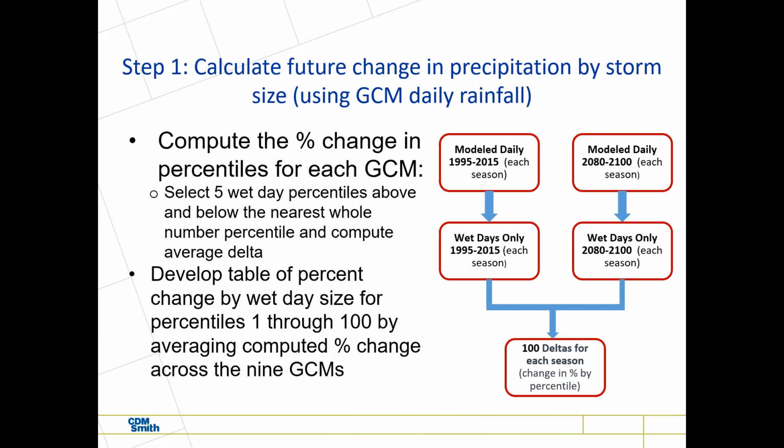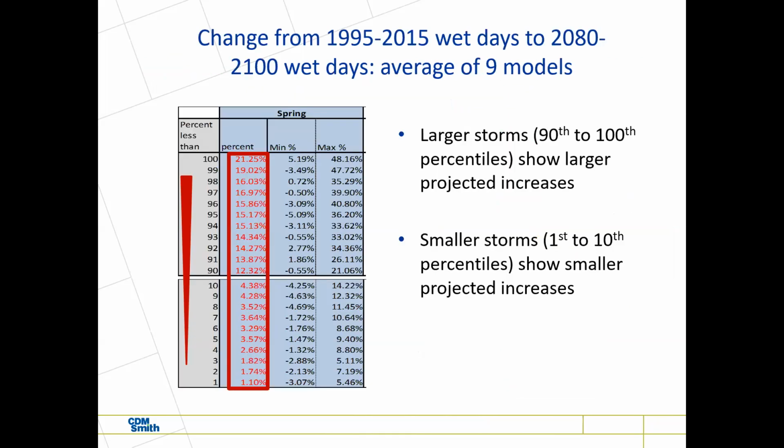Then we develop a table of those percentile changes by 1 through 100 after we've done an ensemble average of those percents. And it looks something like this. This happens to be spring. So you'll see the average change across the 9 models using this method, and the 100th percentile increases by 21%, 19, 16, and all the way down to the 1 and 2 percentile, where you're only getting a 1% change.